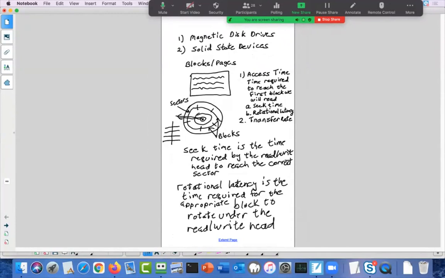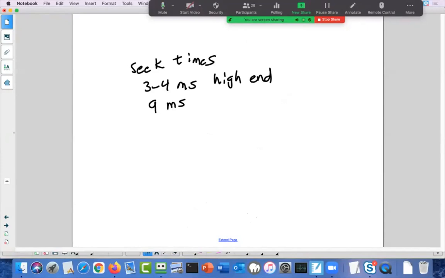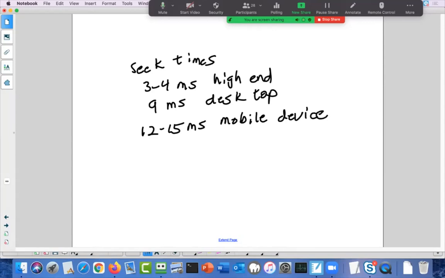Okay, so these times have leveled out recently, and in general, what we can say is that the seek times are 3 to 4 milliseconds for high-end devices, 9 milliseconds for your average desktop hard drive, and 12 to 15 milliseconds for your average mobile device, which includes your laptops and your smartphones. So these are seek times for disk drives.